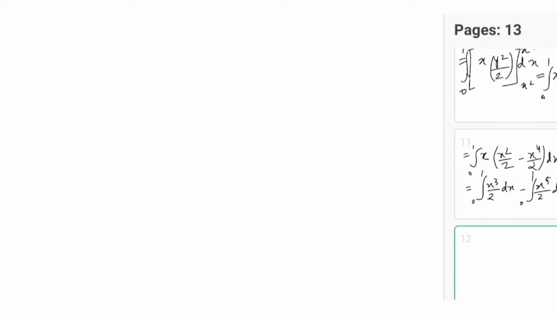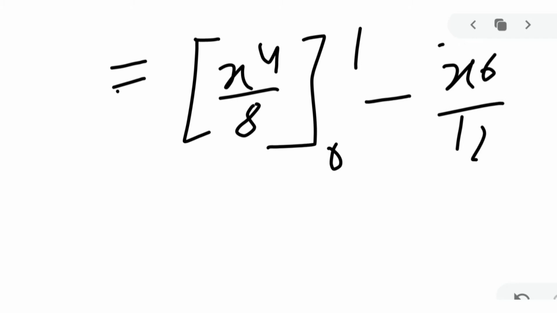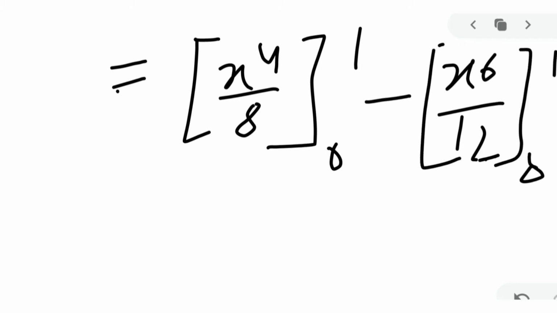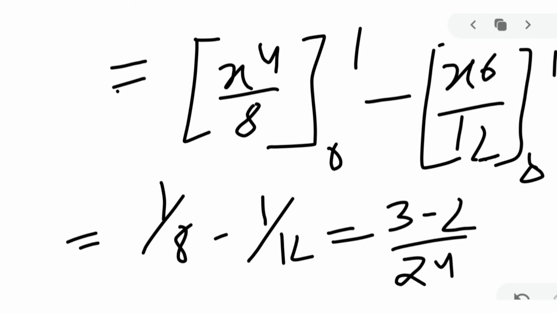So here it will be equal to x to the power 4 by 8, 0 to 1, minus x to the power 6 by 12, 0 to 1. So the answer will be like this: 1 by 8 minus 1 by 12 equals 3 minus 2 by 24 equals 1 by 24. So here we solved this question of type 2.